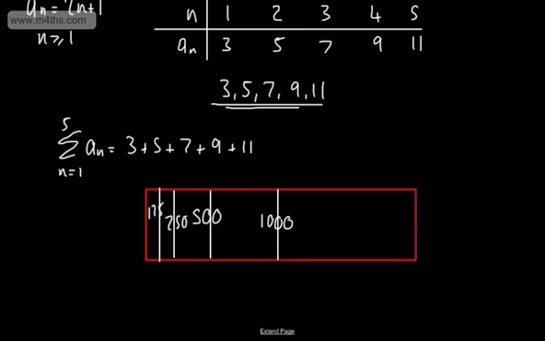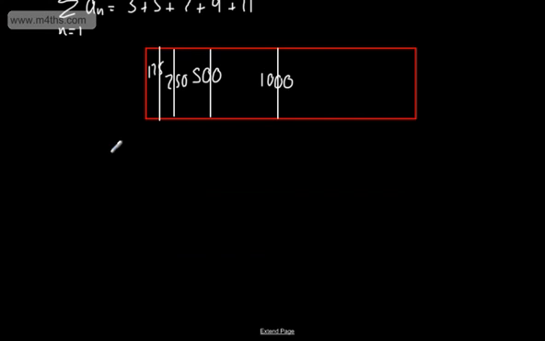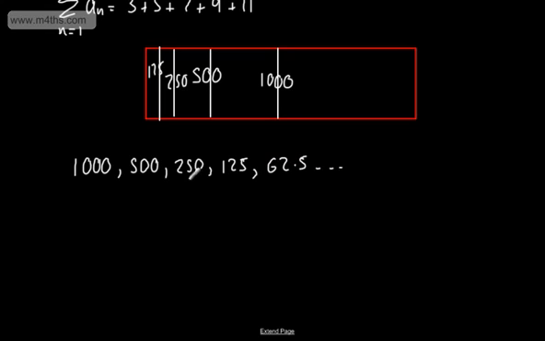If we look at this now as a geometric sequence, the first term is 1,000. The second term is 500. The third term is 250. The fourth term is 125. The fifth term is 62.5. And this will go on and on. If we look now, we've got a common ratio of 1/2.